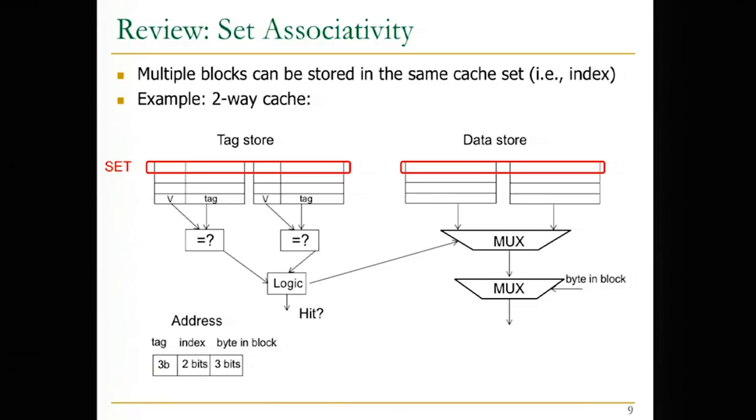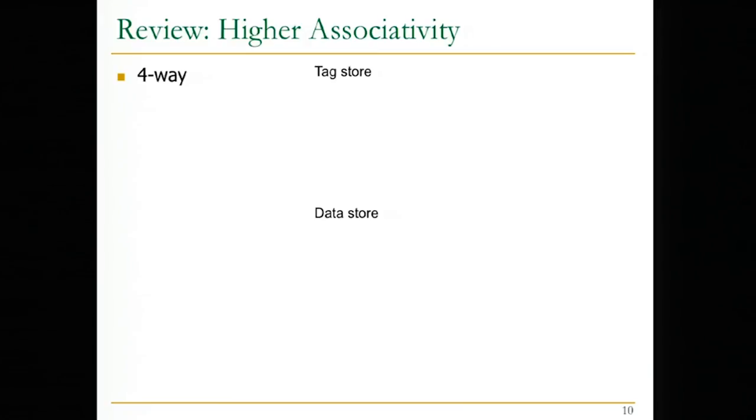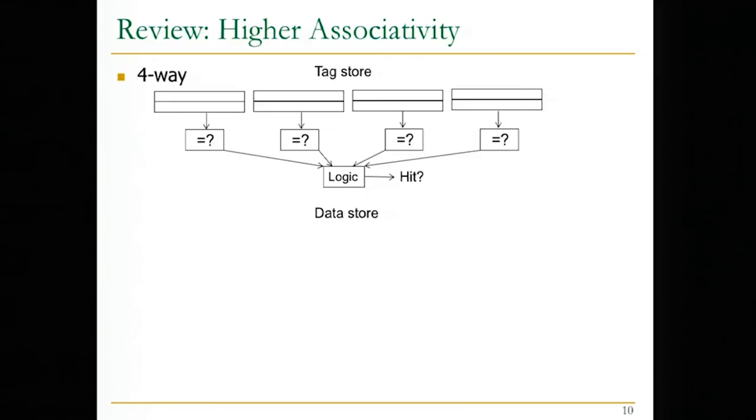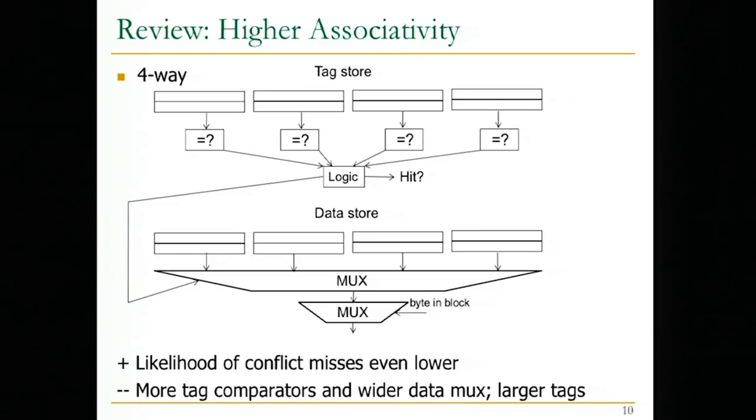Of course, like everything else, it comes at a cost. It's more complex, as you can see. There are multiple tag comparators and figuring out which way you actually match in. It's slower access, and you have a larger tag store also because of this. Because your tags are larger, as you can see. Basically, given the same number of blocks in the cache, you're reducing the number of index bits such that more blocks can have the same index, but now that increases the tag bits that you need to store, and your tag comparators are wider also. So we've seen this. If you want to do four-way, now you actually have fewer indices, just one index bit, and four tag comparators in each set, and likelihood of conflict misses is even lower, but now you have more tag comparators and wider data muxes and larger tags.